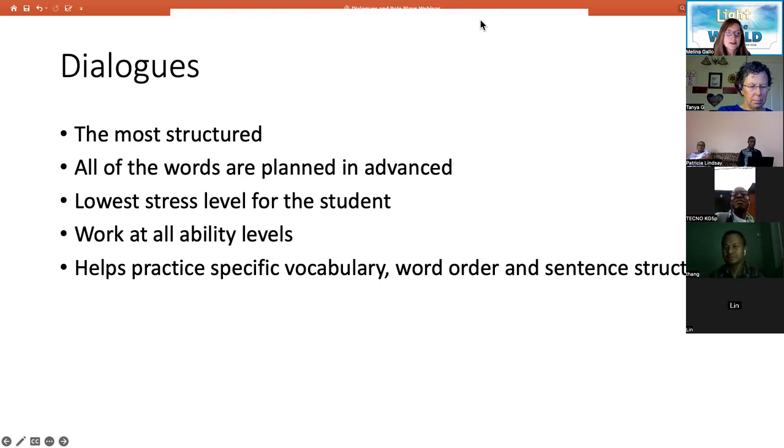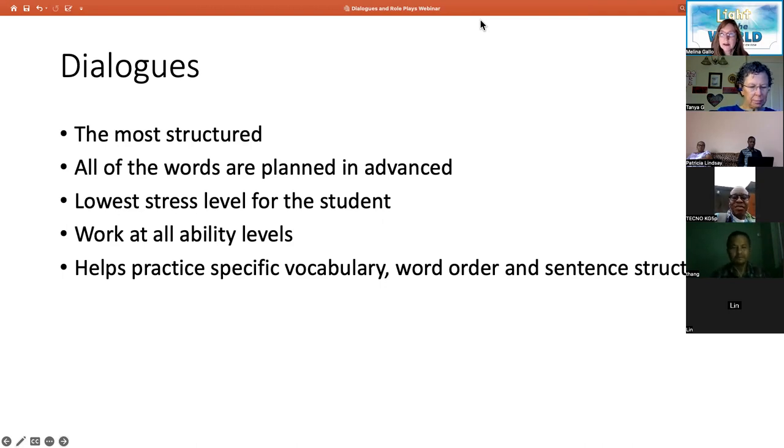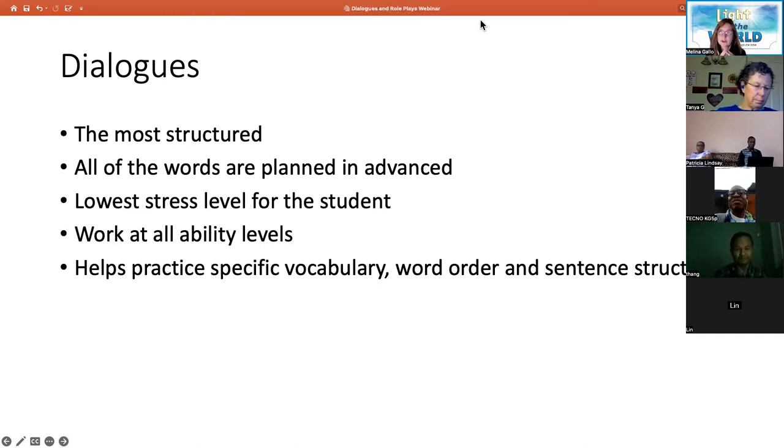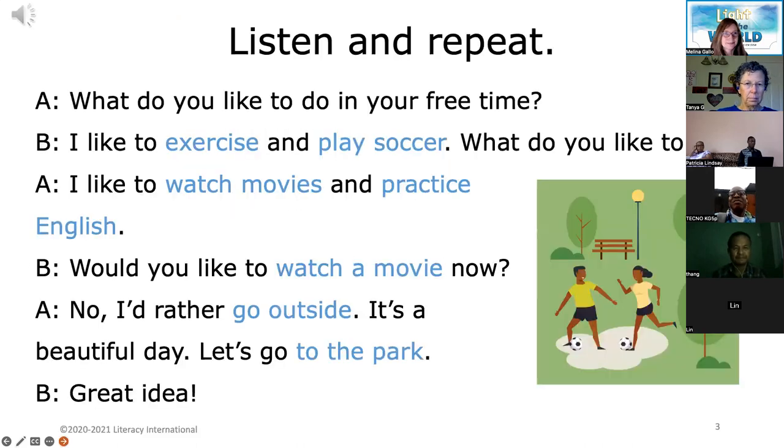And it helps our students to practice the specific vocabulary that they're learning, the correct word order, and also the sentence structure. So the conversations in our Light of the World materials are usually structured so that it uses the key vocabulary words that they're learning in that unit, in addition to the key grammatical structures. And we put those together, the grammar and the vocabulary, to form sentences.